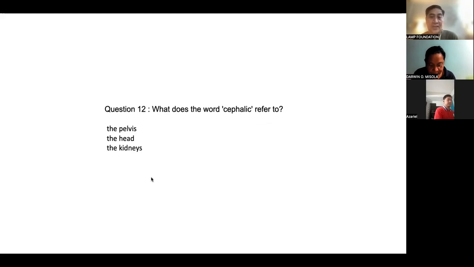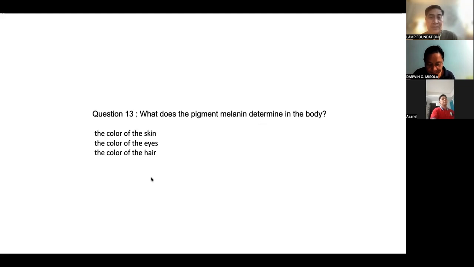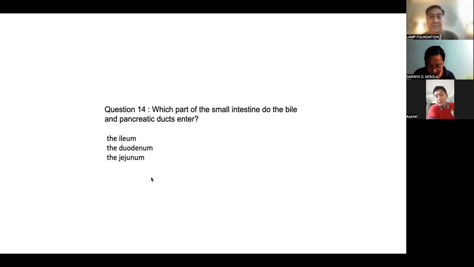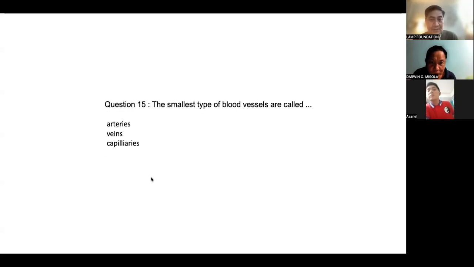Ligaments. What does the word cephalic refer to? Head. What does the pigment melanin determine in the body? Color of the skin. Which part of the small intestine do the bile and pancreatic ducts enter? Duodenum. The smallest type of blood vessels are called?